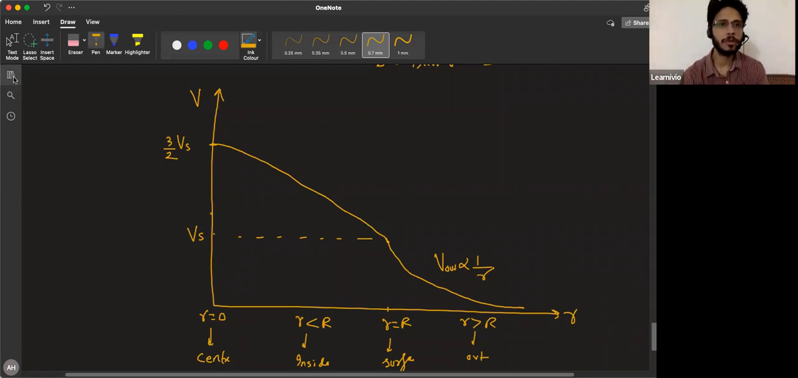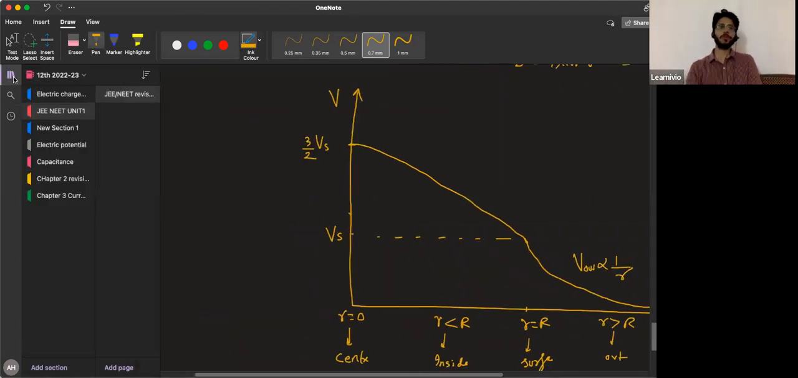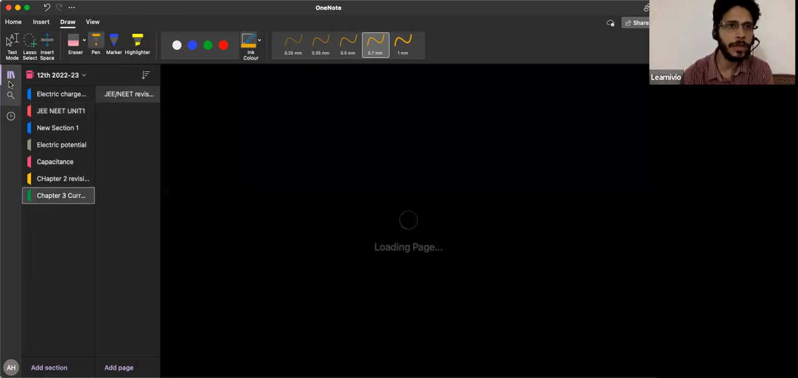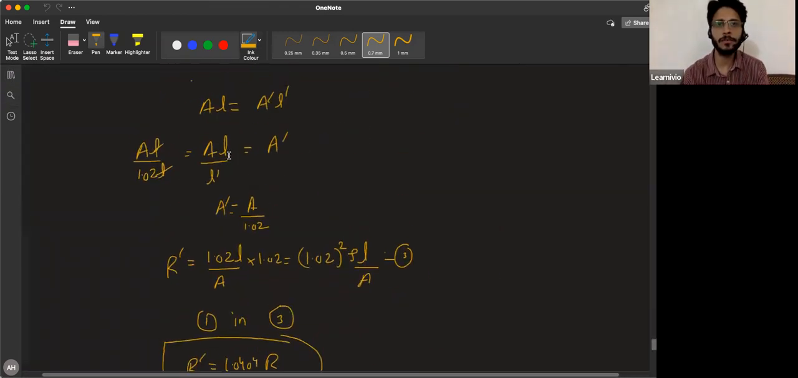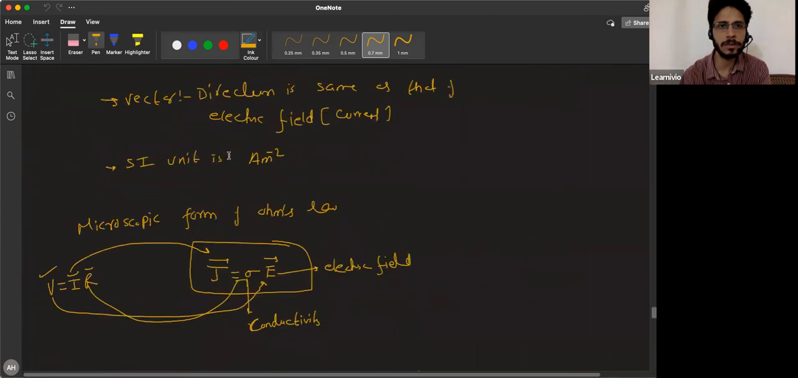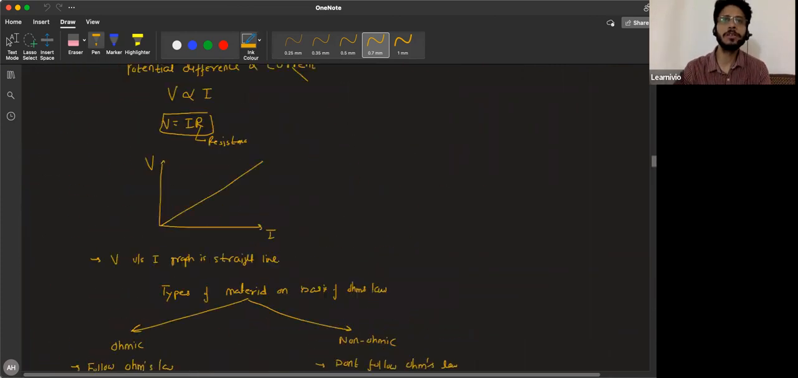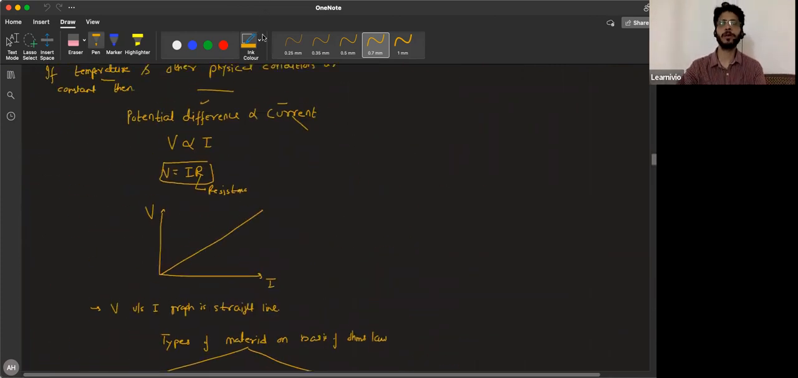So that was about the revision, and the next class will continue. We were doing current electricity in the last class. We have finished this resistance and resistivity stuff. Okay, just tell me, what is drift velocity, Hishma? Hishma, are you in class? Yes, sir. What is drift velocity?